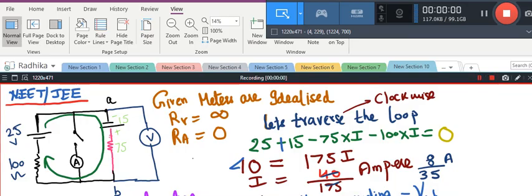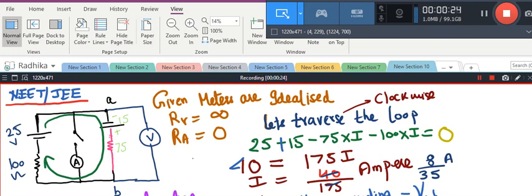Alright, so this numerical is again for NEET and JEE. You can see there is a circuit in which you have an ammeter and you also have a voltmeter. It is given in the numerical that these meters are idealized meters, which means the resistance offered by the voltmeter is infinity and the resistance offered by the ammeter is 0.